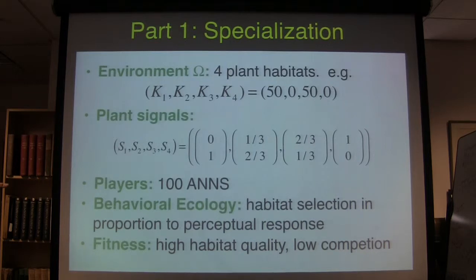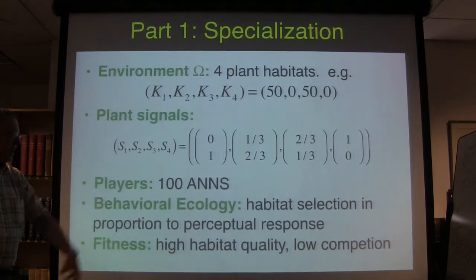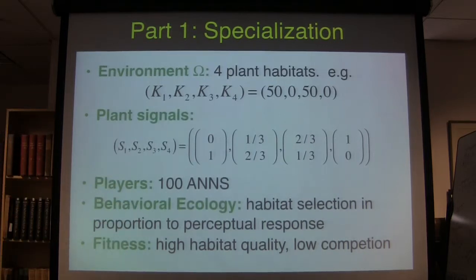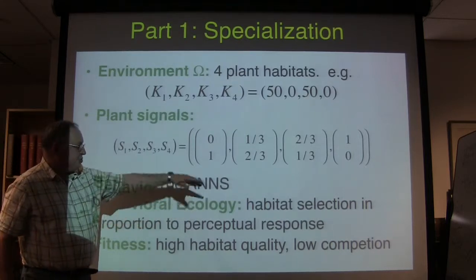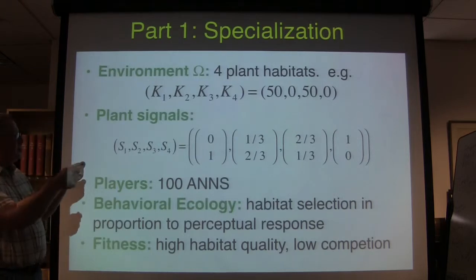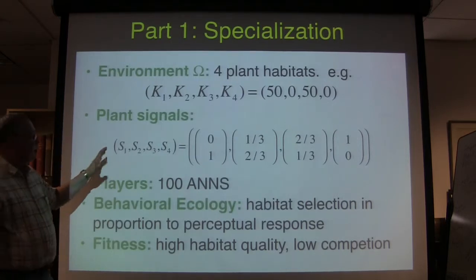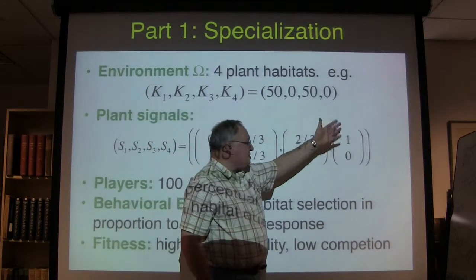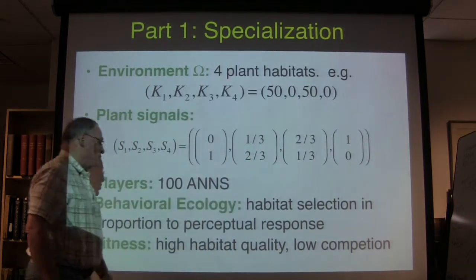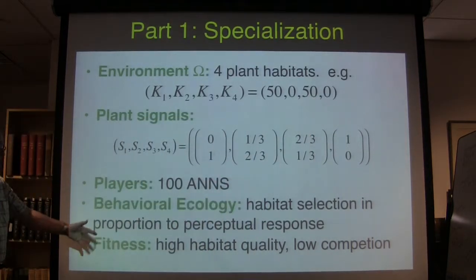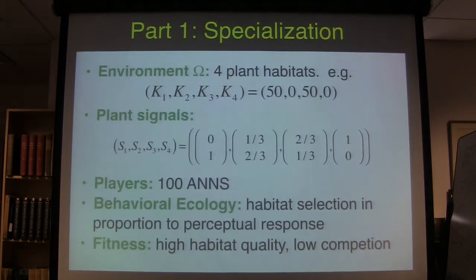And the behavioral ecology has to do with animals deciding what niche to put their eggs in, and they do this in proportion to the perceptual response. So if they have a strong response to one niche and not the other, like a 1-0, they'll only put their eggs in that niche and not the other. And again, fitness is determined by the quality of the plants that are being exploited plus terms that reflect competition.